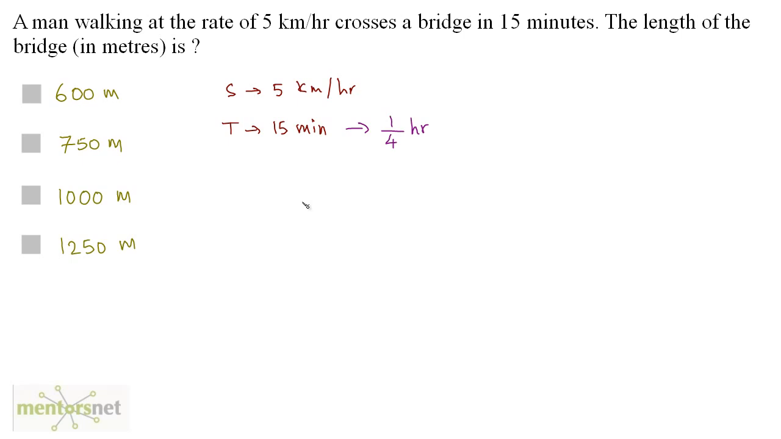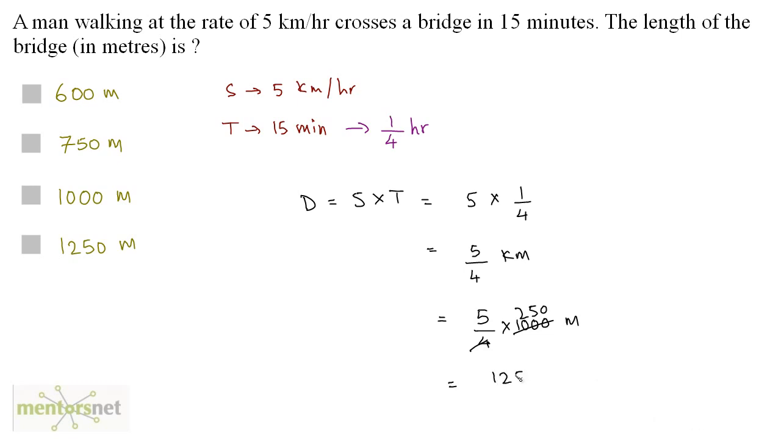Now we know the formula for distance. Distance is equal to speed into time, and that is 5 kilometers per hour times 1 by 4 hour. Right, so 5 by 4 kilometers is the length of this bridge. But we need this in meters. So 5 by 4 kilometers is actually 5 by 4 times 1000 meters, isn't it? So 4 times 250 is 1000 and 250 times 5 is 1250. That is 1250 meters. So we have the answer option D.